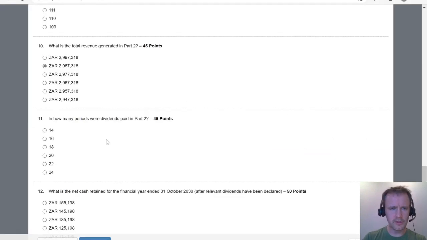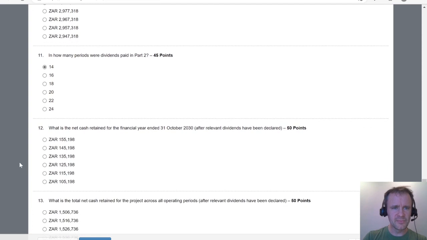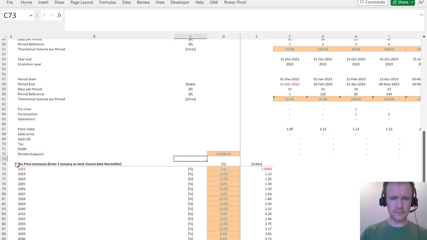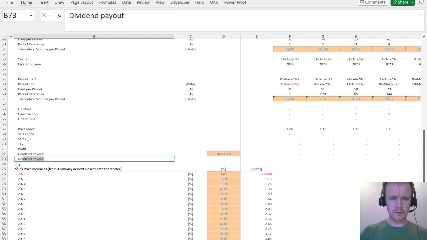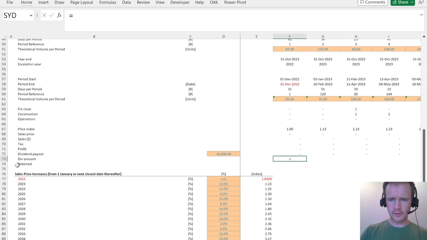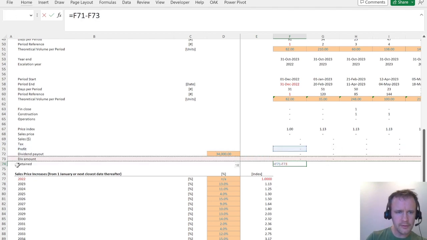Carry across 14 dividend periods. Net cash retained for the financial year ended 30... Oh my God, what are you talking about? Okay. All right. Fine. So, div amount retained. So the dividend amount is just this times profit. Pay out everything. And then this is profit. There we go, profit minus dividend amount.